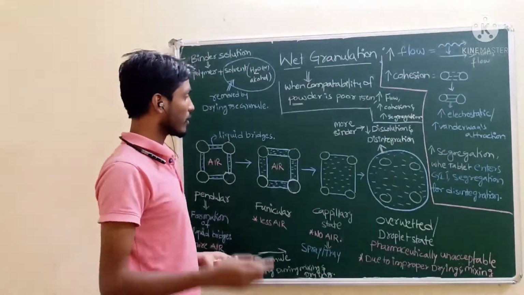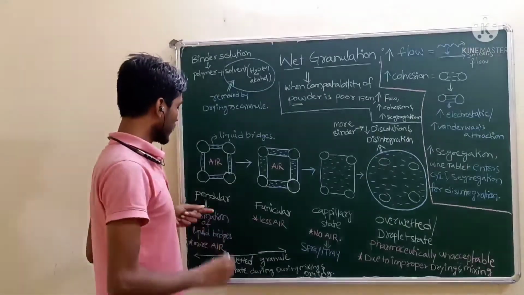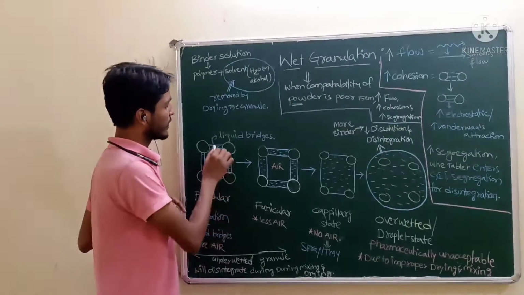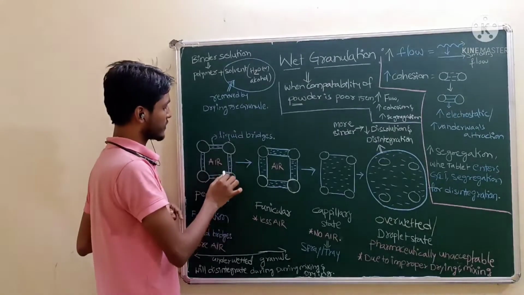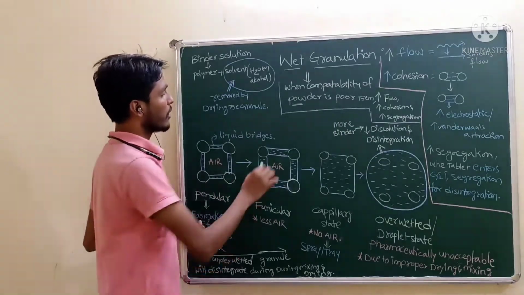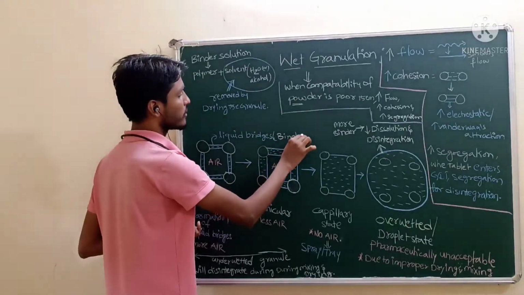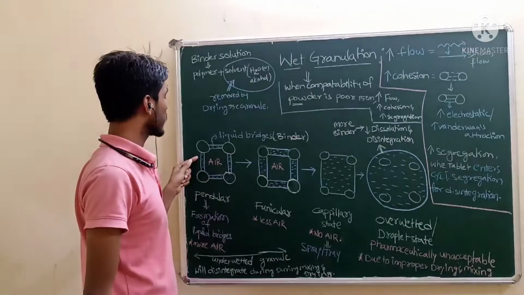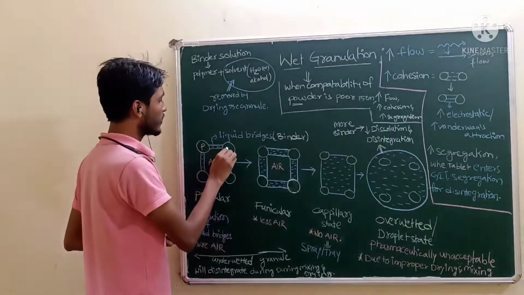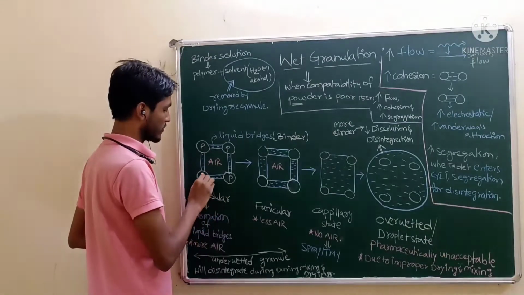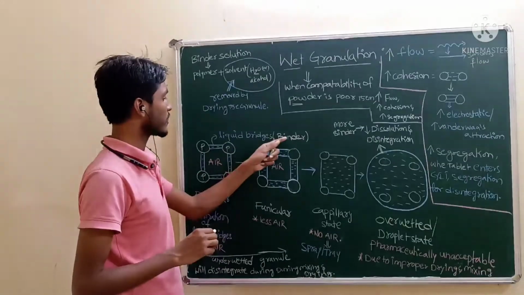Next, what are the stages of wet granulation? Pendular state: a little amount of liquid is there. These liquid bridges are the binder, nothing but binder. This binder binds the particles. Liquid bridges are called a binder.